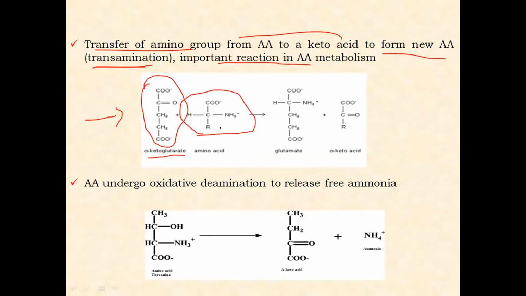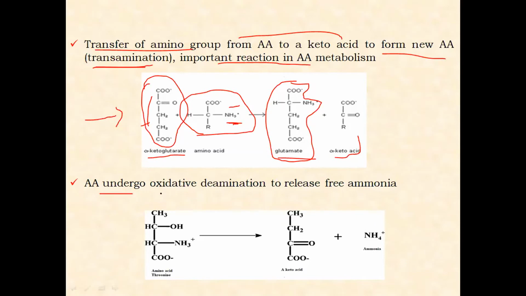So transamination occurs, this amino group transfers into this keto acid. So you can see here, and this forms glutamate. This is a new amino acid, and a keto acid is formed. So this is the reaction known as transamination. The amino group transfers from this amino acid into this keto acid and forms a new amino acid, glutamate.